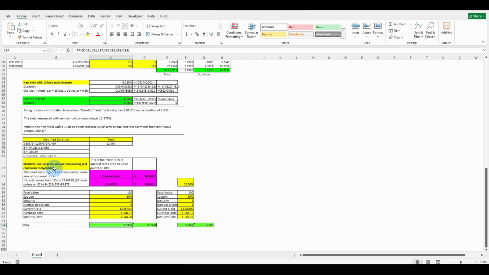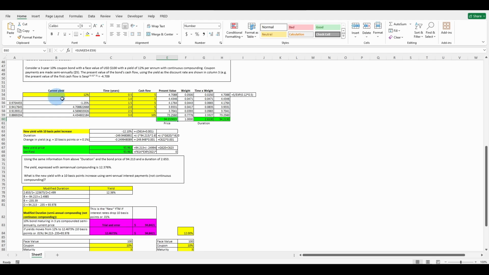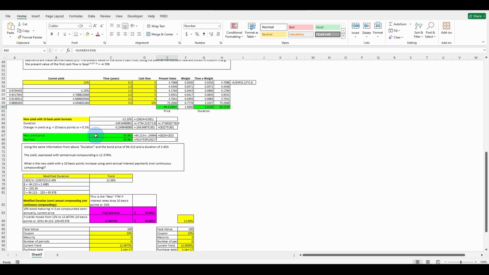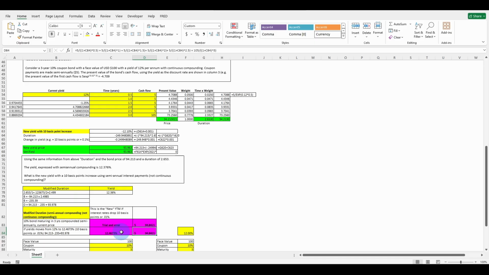Here's just another example. This one shows 12.36. If yield increases by 10 basis points, or if yield drops by 10 basis points, we're going to see this price change. We have this 94213 at 12%. We have a price of 93963 if yield increases by 10 basis points. And then we have a price of 93978, 12.4673. Now we have a 94, which makes more sense if interest rates drop. Interest rates drop, price is going to increase.